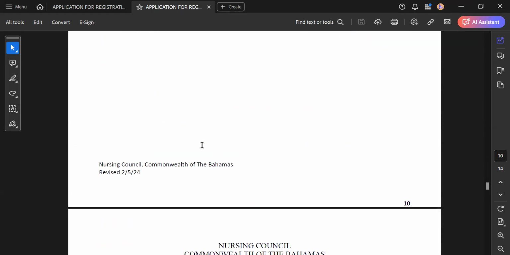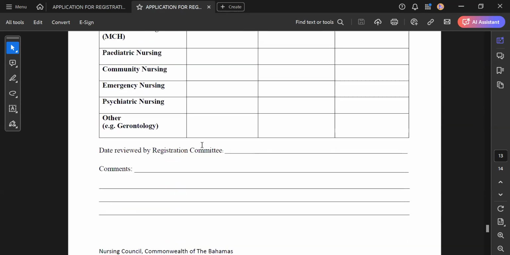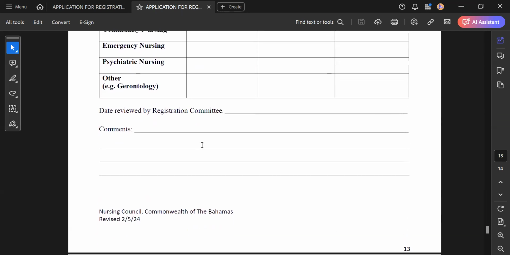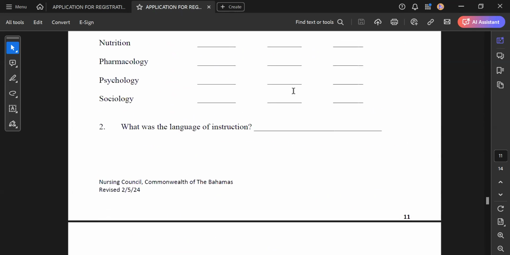Page 13 is not for you, it's for the school. That is why you don't fill that side. It's your school that's going to fill it. The hours of clinical practice, your school will fill it. Your school should have everything there.